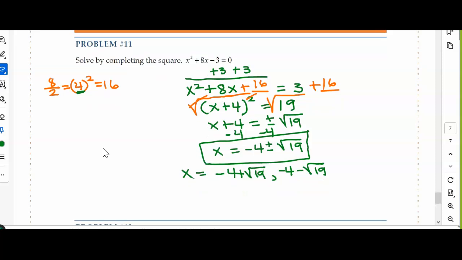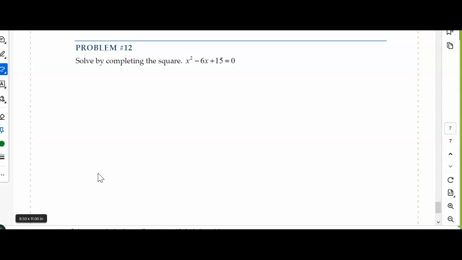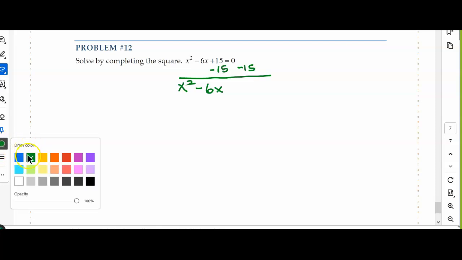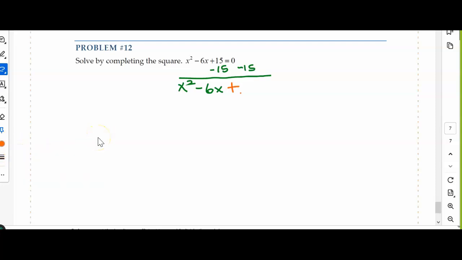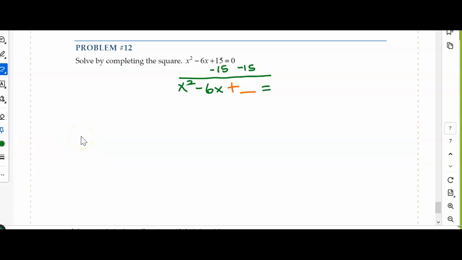All right, one more here to look at. So again, we'll start by subtracting that 15 over: x squared minus 6x, and then we're going to put plus blank equals negative 15 plus blank.